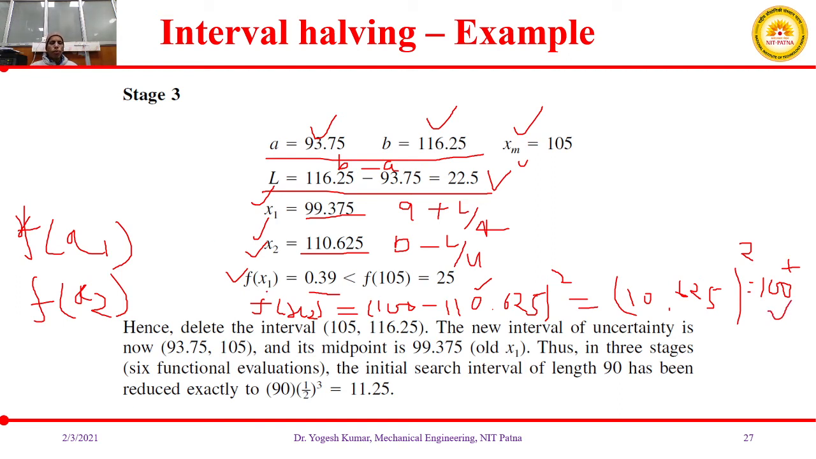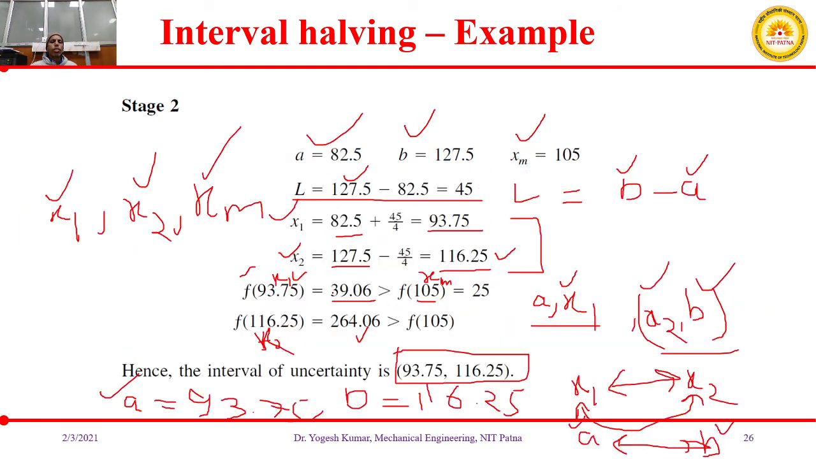So now here we can see which condition is getting satisfied. fx1 is less than fxm. Okay, so which condition is satisfied?